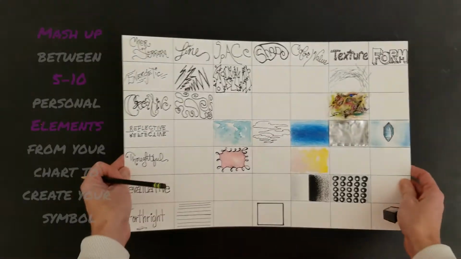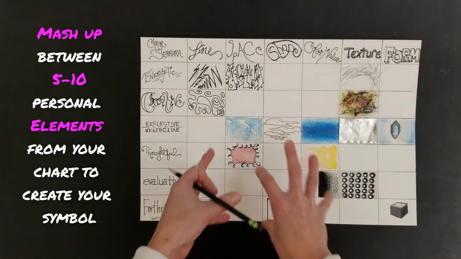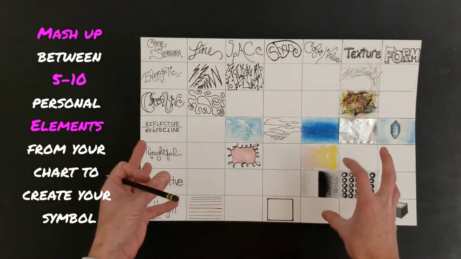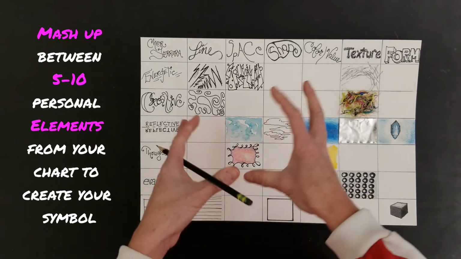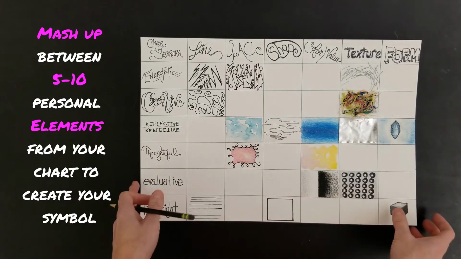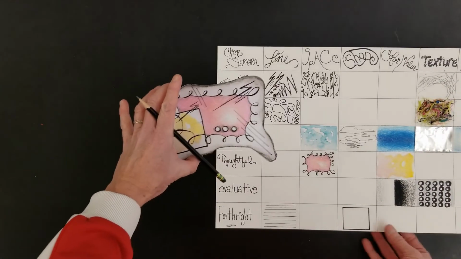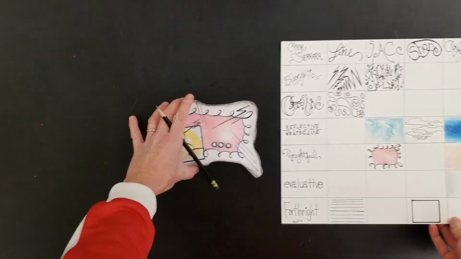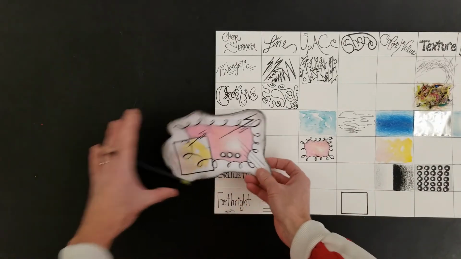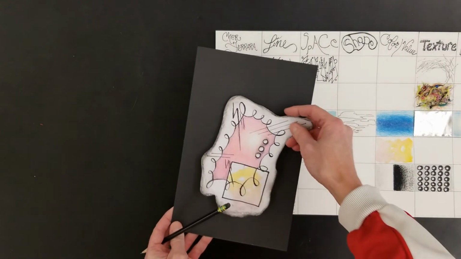Now, what you're going to be doing is picking your elements, and you're going to take them out of your chart and create your own personal symbol. So this is one I created, and I did this out of a 5x7 card. And you can kind of see with this one, you can see exactly what I took.